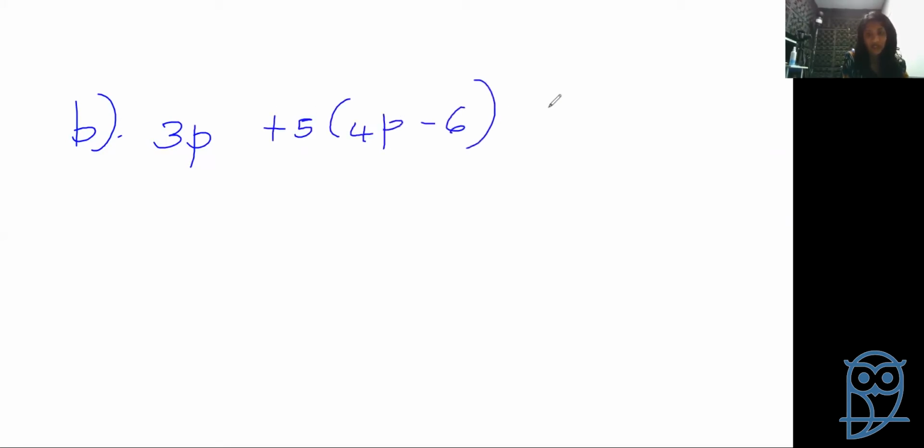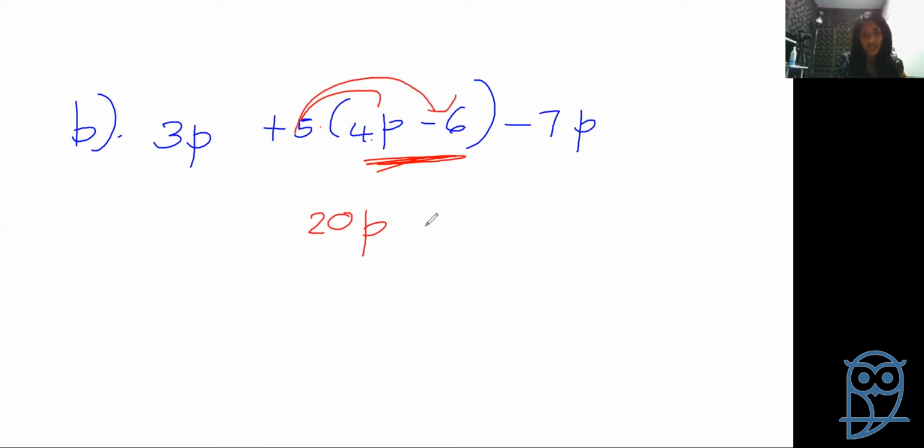Let's work out another one. If I say 3p plus 5 times the bracket 4p minus 6, minus 7p, where would I start here? Firstly, the brackets must be expanded first. So we've got 5 times 4p, and then 5 times 6. So we first do 5 times 4p, and that gives us 20p. Then 5 times 6, and that's 30.